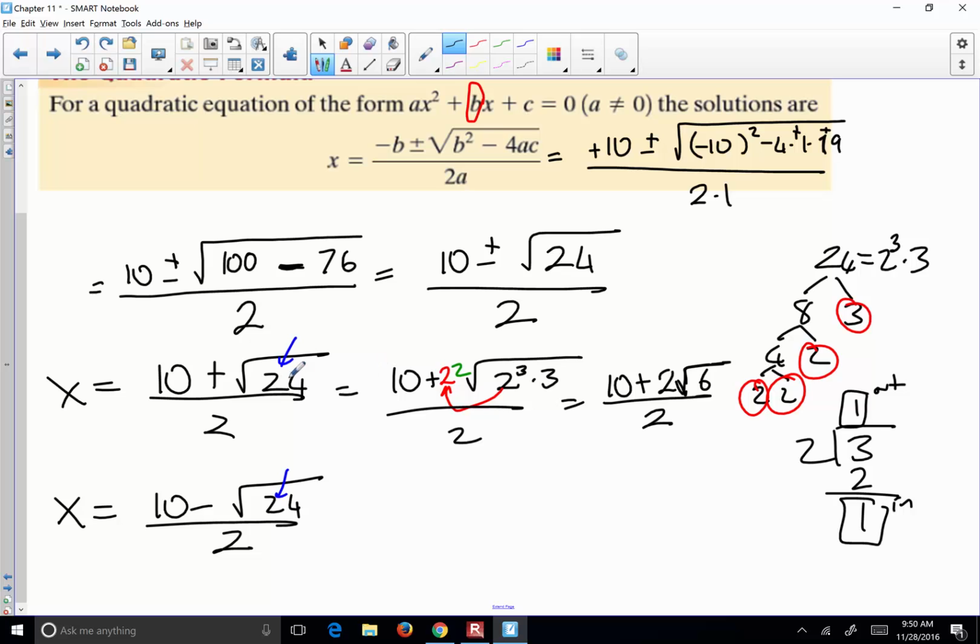Or you could have done this 24 as 4 times 6, and 4 comes out as 2. This is an alternative option. If you see a whole number 4 as a factor, you can bring it out, and 6 remains because 6 is 2 times 3. It doesn't have a perfect factor.